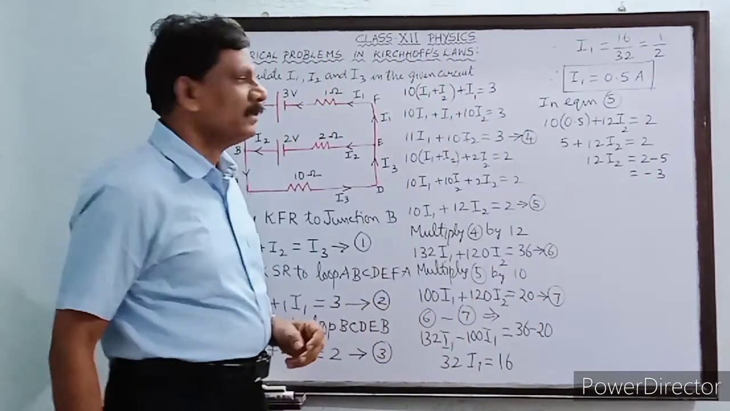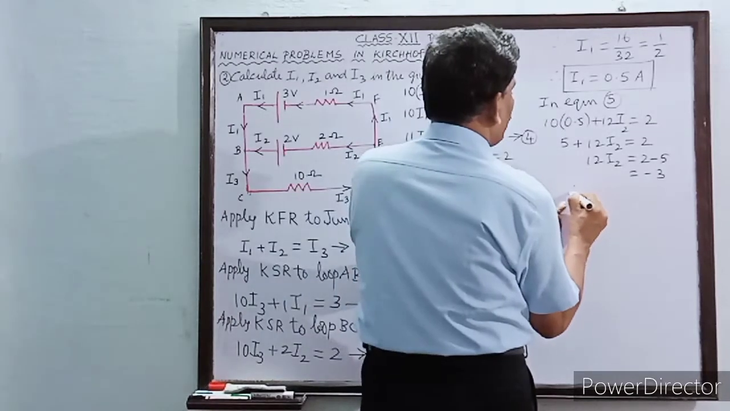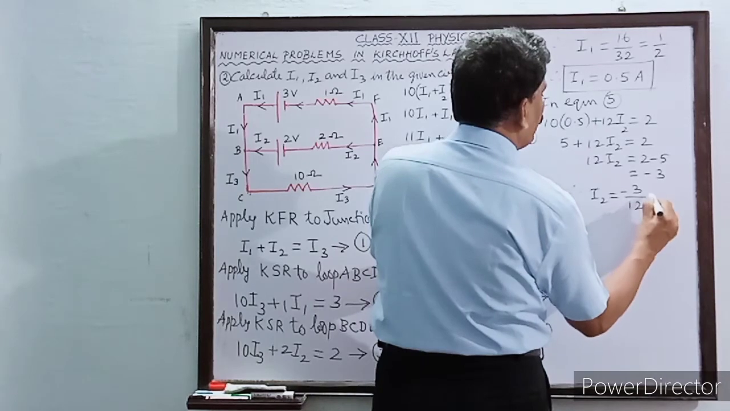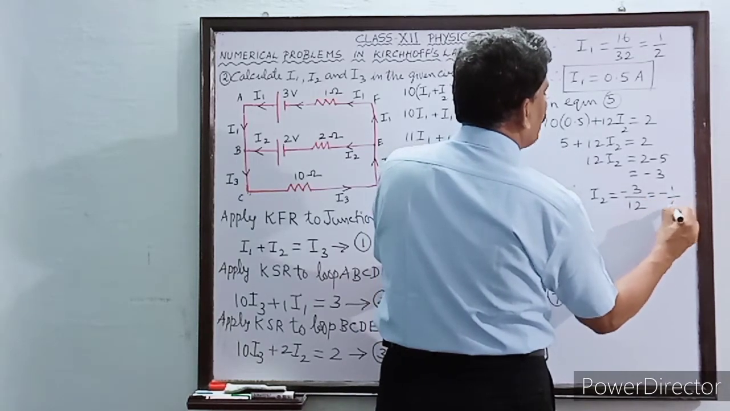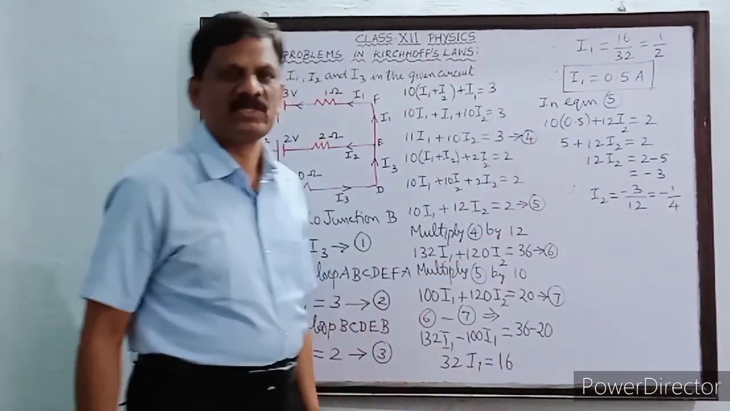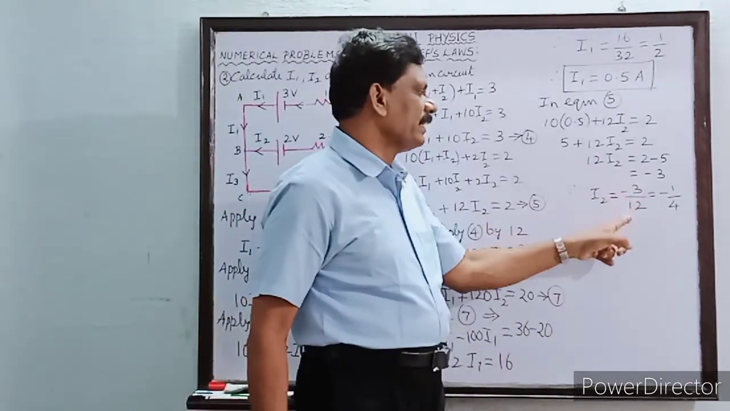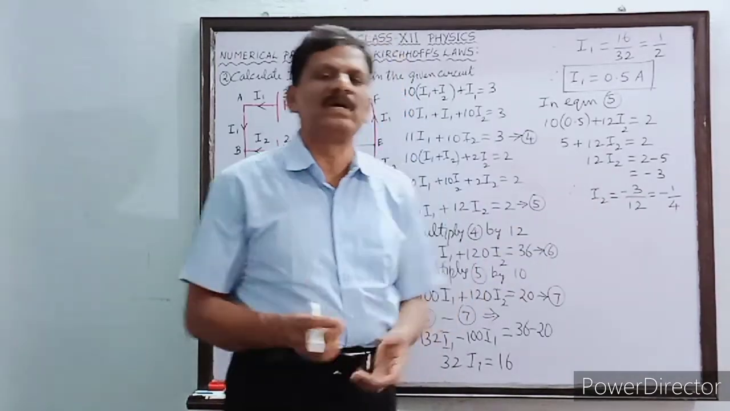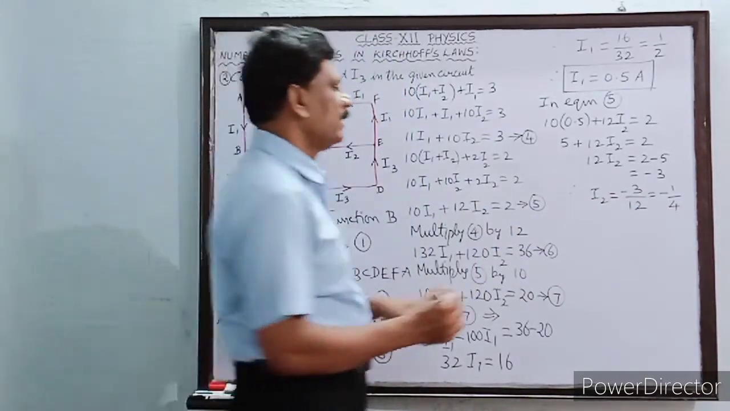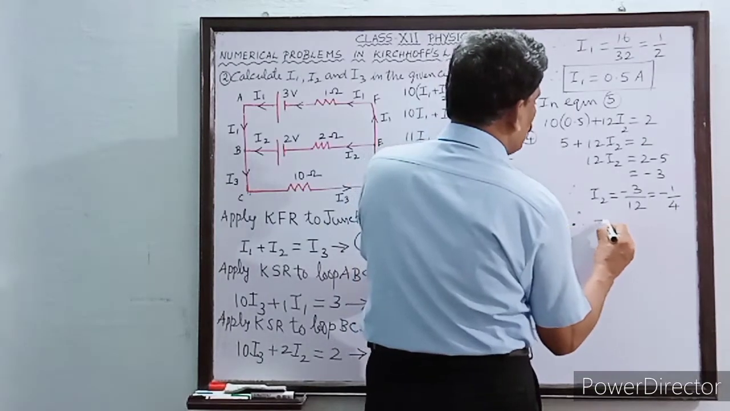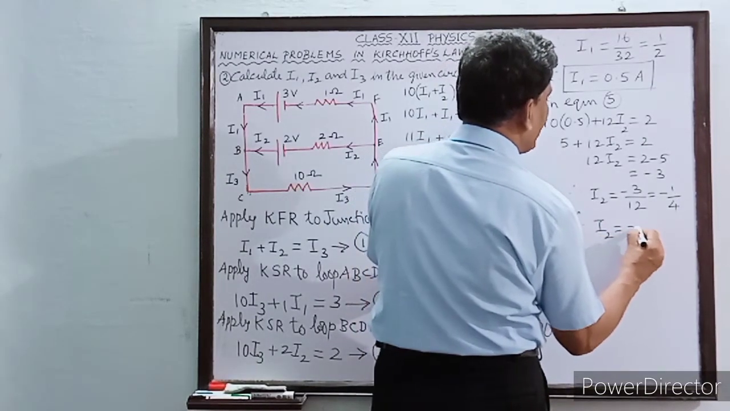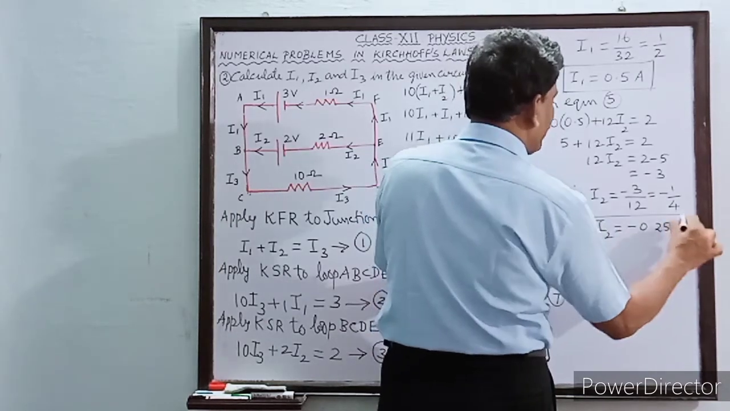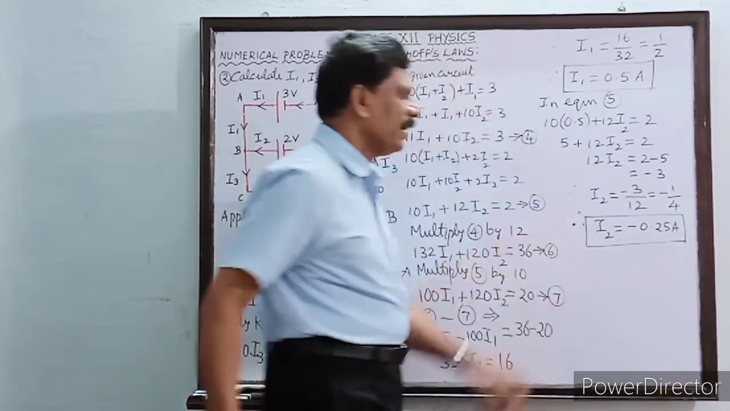Therefore I2 must be equal to minus 3 divided by 12. So this is minus 1 by 4. 4 3s are 12, so this can be cancelled by 4, that is minus 1 by 4. 1/4 is 0.25. Therefore I2 must be equal to minus 0.25 ampere.